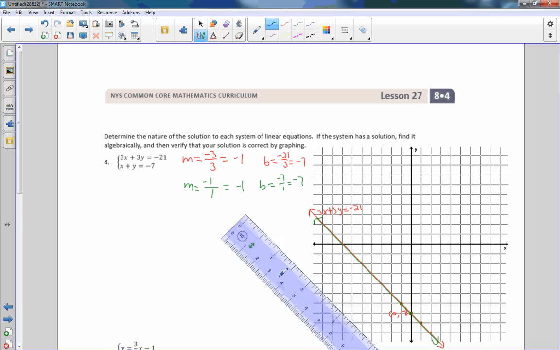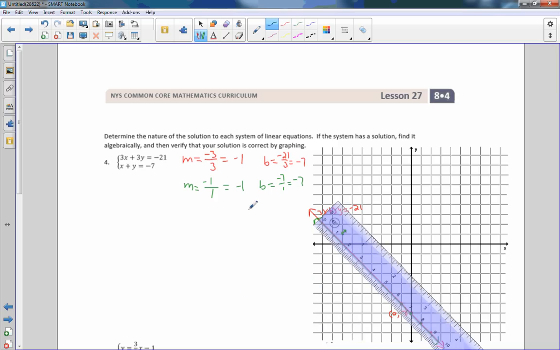So to find these algebraically, well, there's many ways we can do this. I am going to solve for y. We haven't done this yet, so I'm going to take 3x plus 3y equals negative 21. I'm going to subtract 3x from both sides, and I get 3y equals negative 3x minus 21, and divide both sides by 3, and I get y equals negative x minus 7.